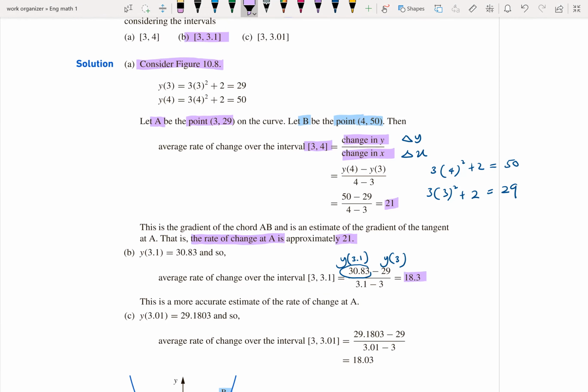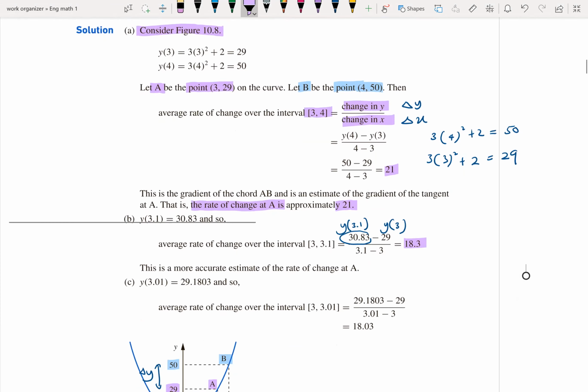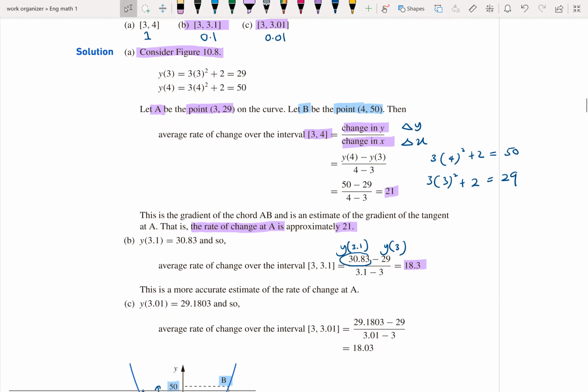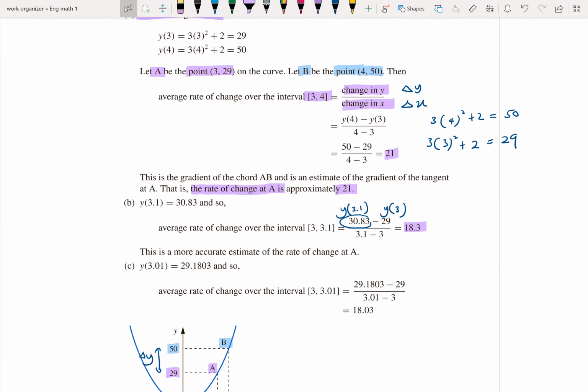We get 18.3 as the answer. Now for the next one we will go smaller, which is the interval 3 and 3.01. Notice that the difference for the first interval is 1, the difference for interval B is 0.1, and the difference for this one is 0.01. So it's getting smaller.